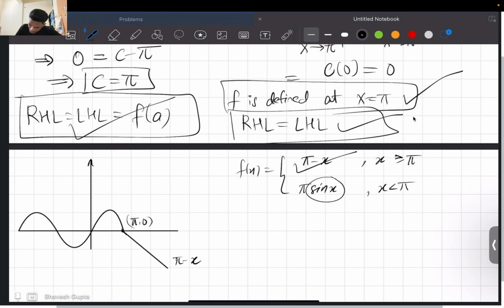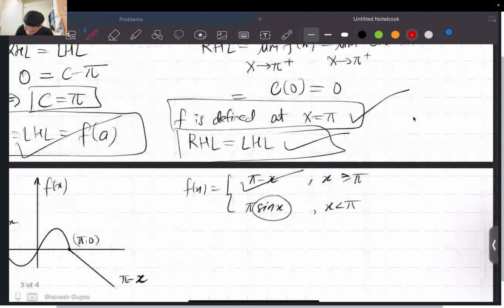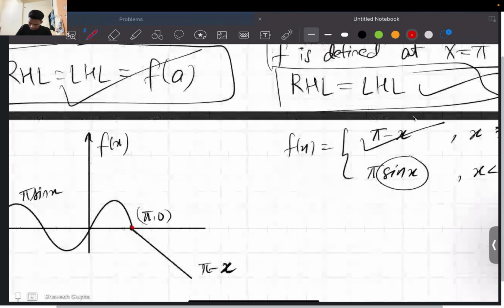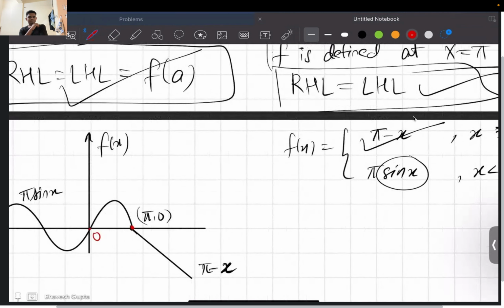So this basically solves the problem. So this is your pi sine x part, and this is your x pi minus x part, and this is where you have this continuity. The question was asked. This is your 0, right? And you can see this is what my pi.